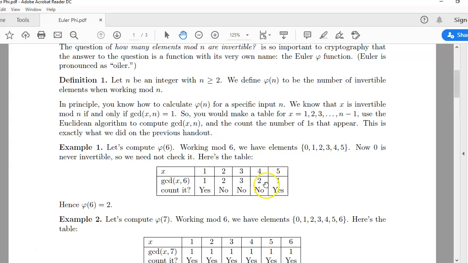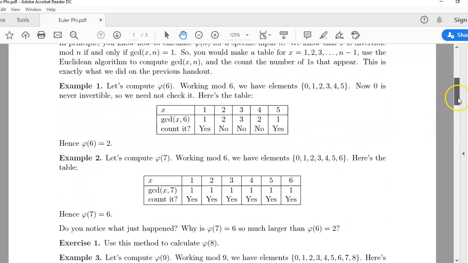They both share a 2. And 5 is 1. And so I get a yes there and a yes there. So I only have 2 yeses. I have 2 spots where the GCD is 1. And so since I only have 2 yeses, the answer is that phi of 6 is equal to 2. Right? So phi of 6 is 2.